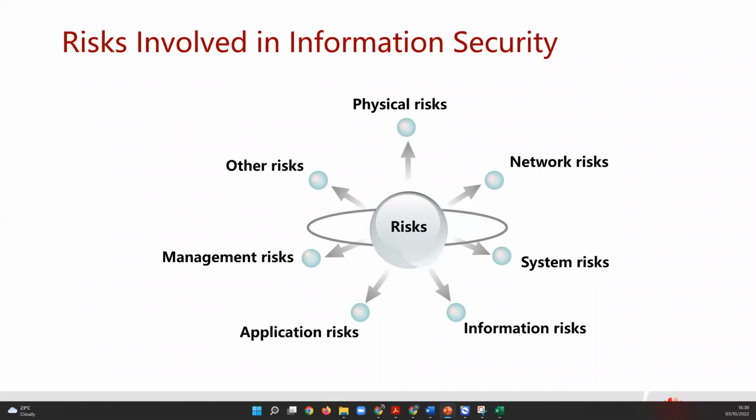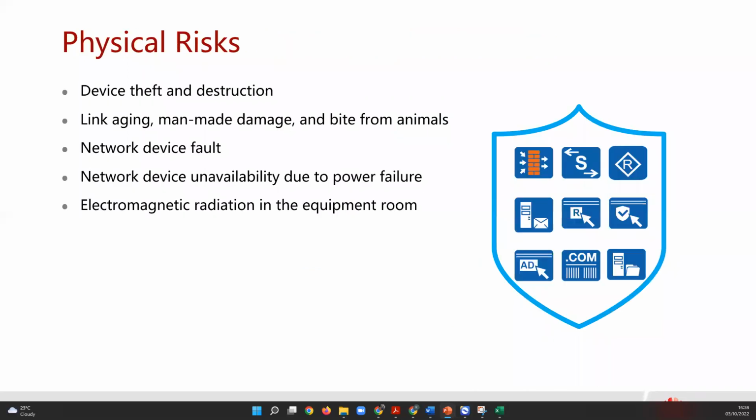For example, if I leave my computer in the library and I just went to maybe relieve myself, and I've left it without locking the screen, that is an event where I'm potentially threatened with regards to my information security. So there are physical risks like that one, and there are network risks, system risks, information, application, management, as well as other risks. But let's talk about physical, the theft of devices.